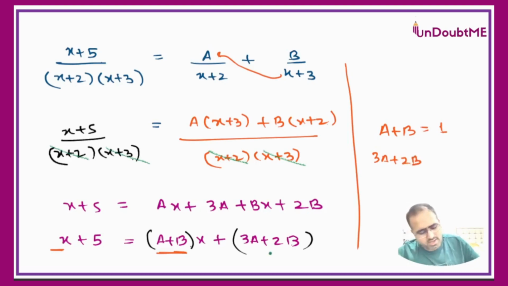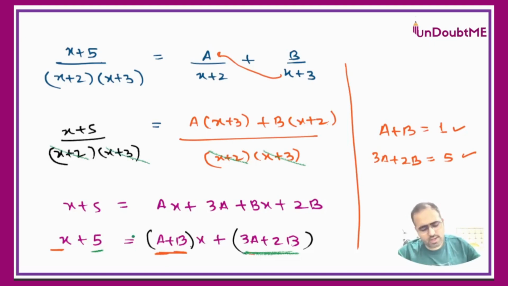Now just look at this 3a plus 2b. It's a constant term because it does not have any x in it. So that constant will be compared with the constant. I'll let you know why we are comparing it. By comparing the coefficients, we'll get two equations which can be solved simultaneously and we can get a and b. Now the question is why we are comparing these coefficients like this?